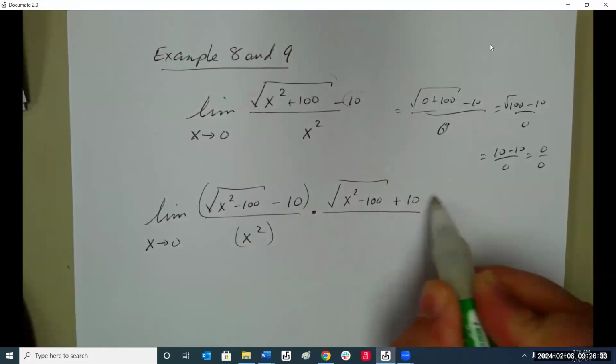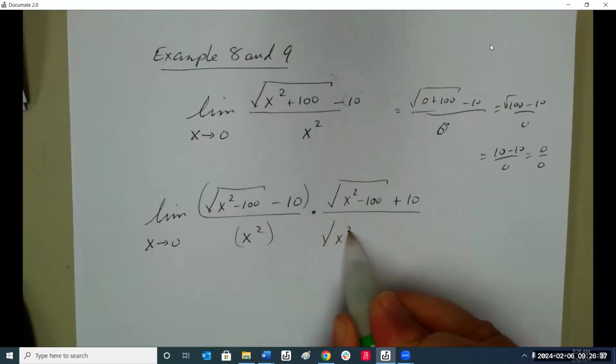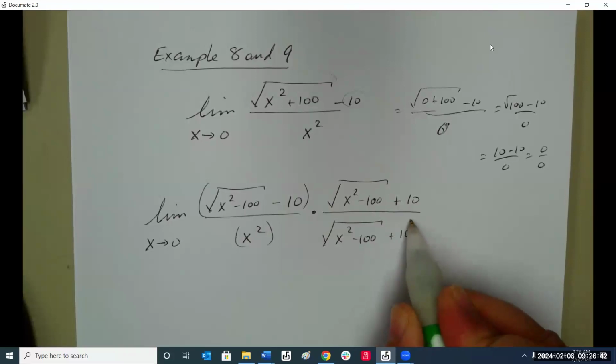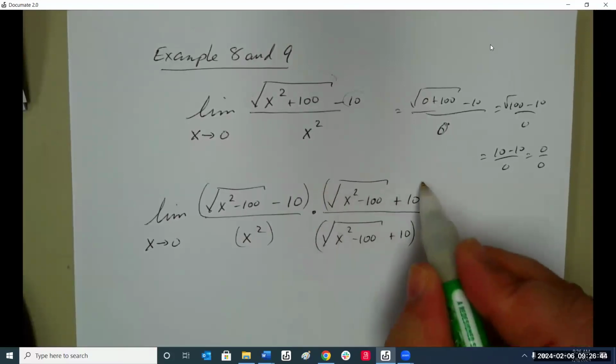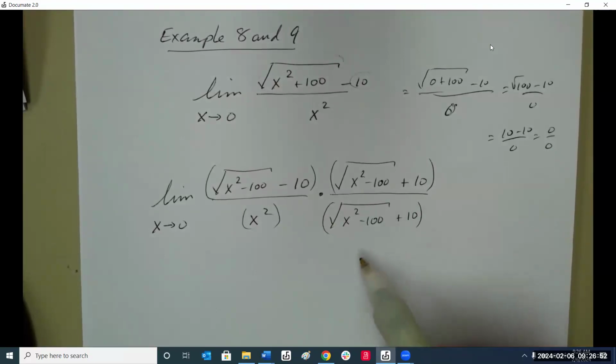Change the sign between there. And we have to do top and bottom. Why do we do it top and bottom? It equals 1. All we're doing is multiplying by 1, which means we're not changing anything. We're just changing the way it looks.